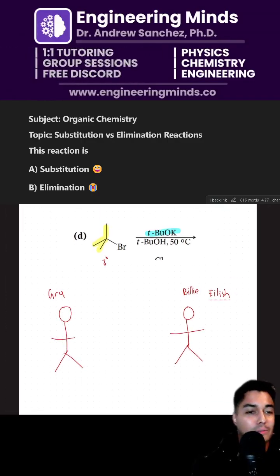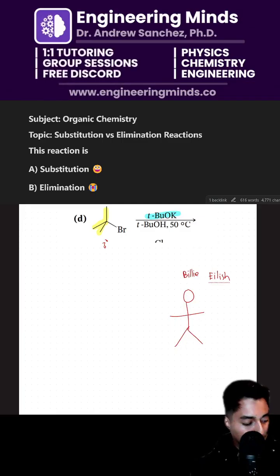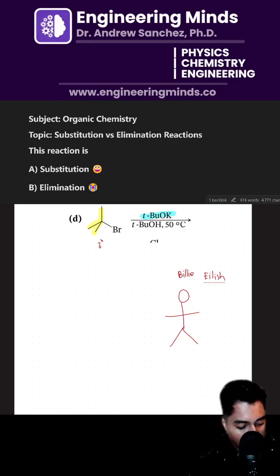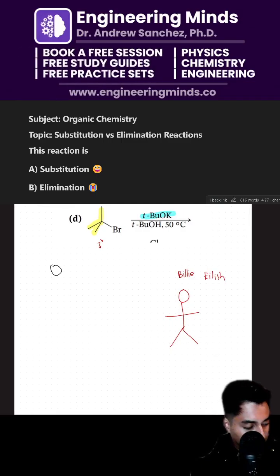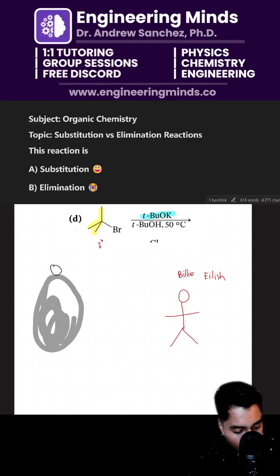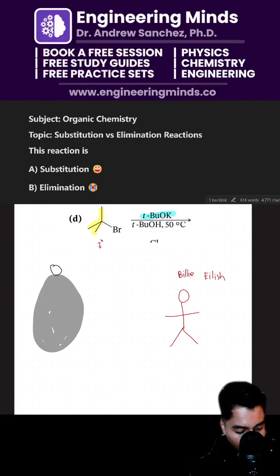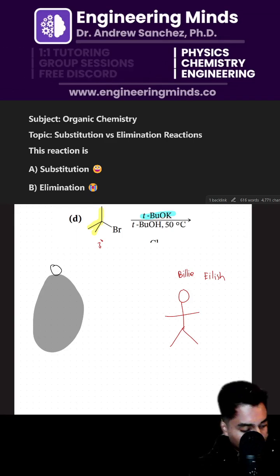That's actually perfect. Good job, Cassie, because Gru is a really big character, right? So let's draw Gru as really big. Gru is really tall, really bulky. So that's going to represent tert-butoxide, because tert-butoxide is really bulky.